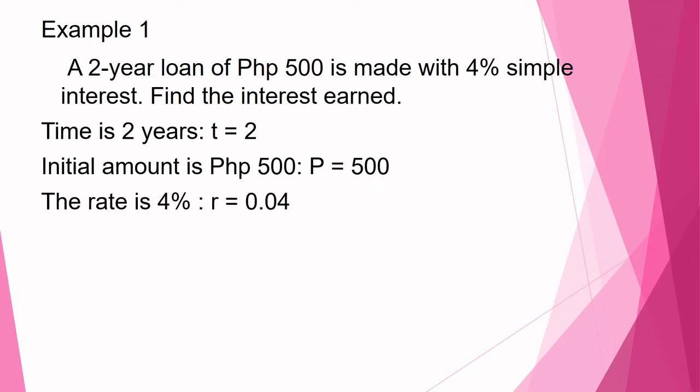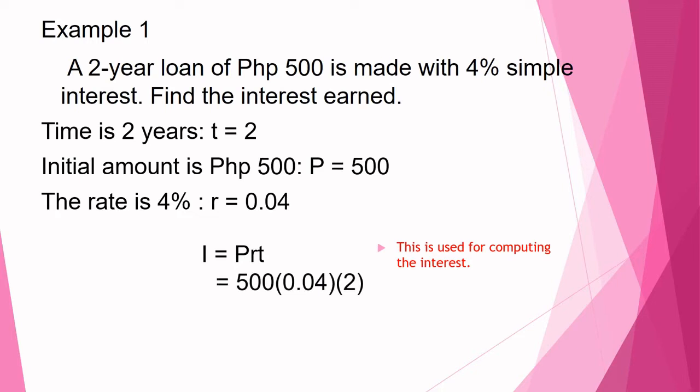And then the rate is 4%. So again, ato siyang i-convert into a decimal. So i-divide na ang 4% into 100. So the rate is 0.04. So to solve for the interest, ato rang gamiton si I equals PRT. So this is used for computing the interest only. So, substitute the value. Your P is 500, your R is 0.04, and your time is 2 years. So, pila man diay ang interest. So, ato ra na siyang ilahos og solve. The answer is 40 pesos.